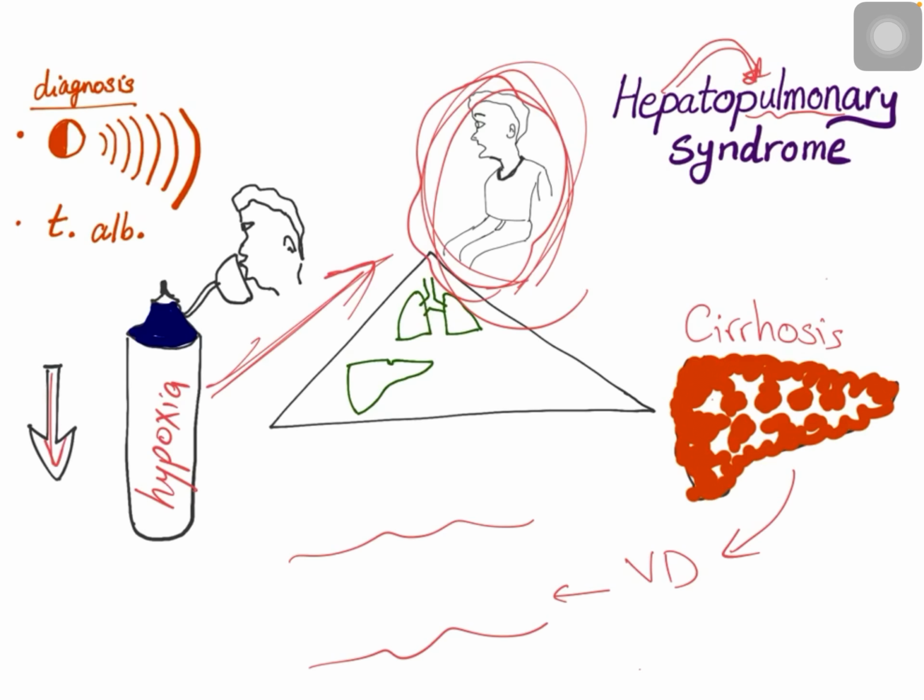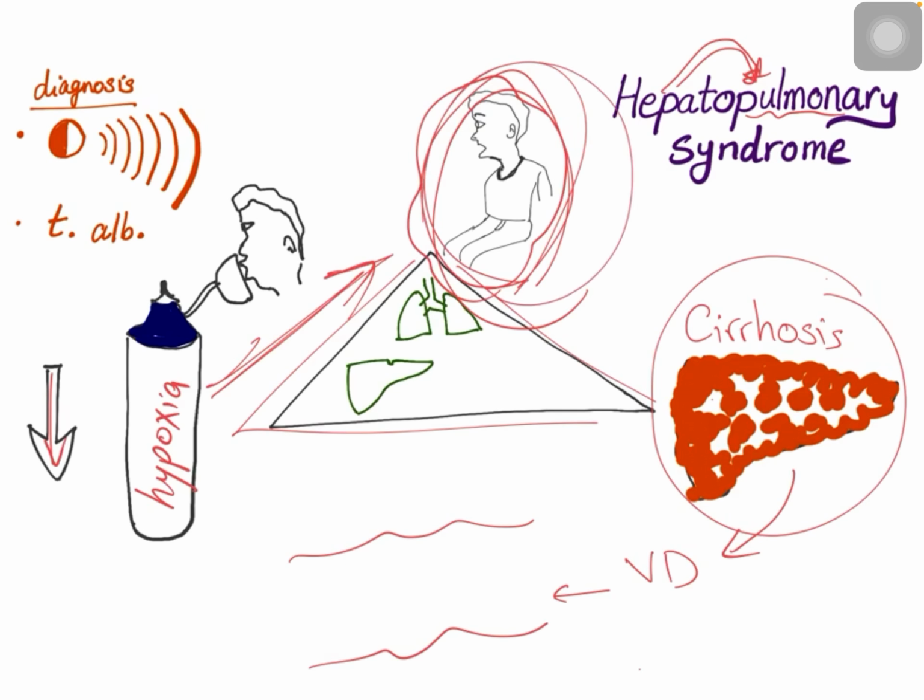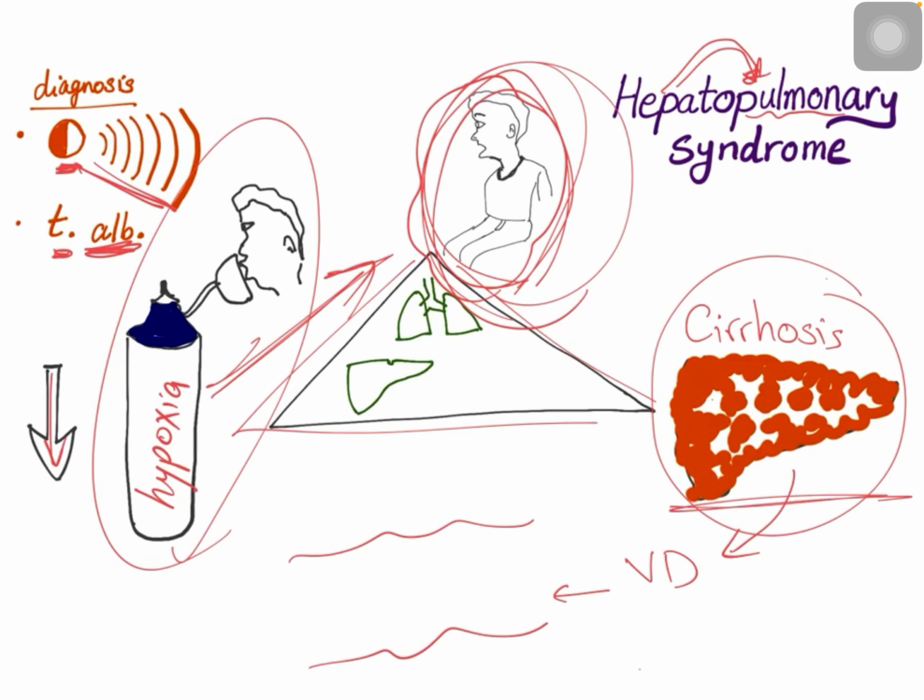So this is the triad of hepatopulmonary syndrome. You have cirrhosis, you have a patient with orthodeoxia or platypnea, and also there is hypoxia. How to diagnose? Contrast echo, and also you can use technetium albumin. Hepatopulmonary syndrome, cirrhosis, hypoxia, and platypnea. Diagnosed with contrast echo and technetium albumin.